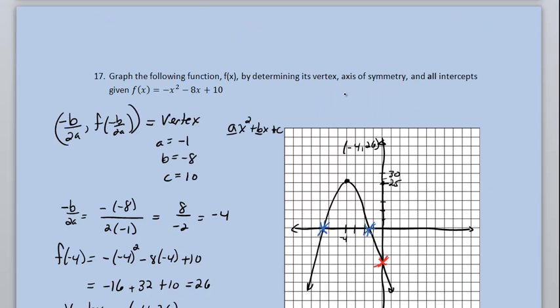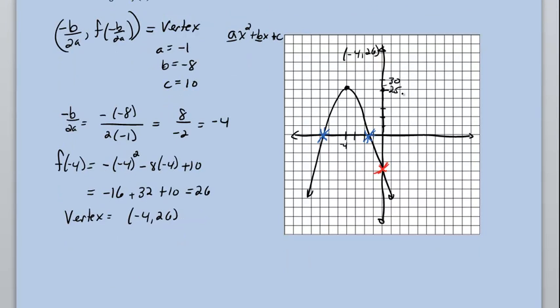My axis of symmetry is defined by a vertical line that is drawn down the middle of the parabola and bisects the parabola in half. Notice that it's just going to be the equation of the x value of the vertex, which is x equals negative 4. Your axis of symmetry must always be in the form of a vertical line, so x equals negative 4 will be your axis of symmetry.